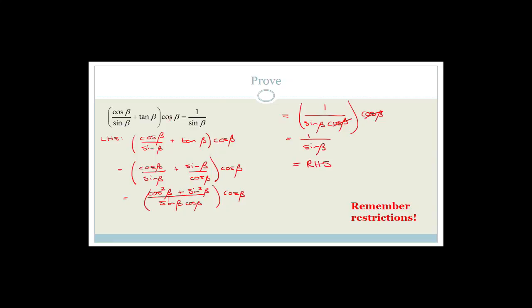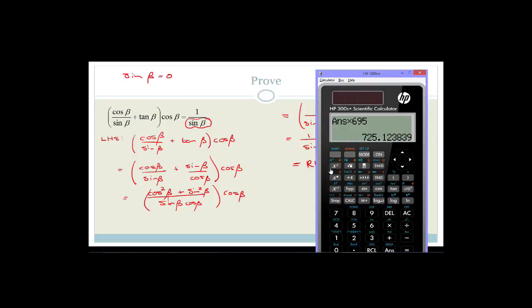Yay, we geniuses. However, you do need to remember your restrictions. And your restrictions are, when is this not valid? The only time this is not valid is when sine beta is equal to naught. So we're going to go sine beta equals naught, because we want to find out when it can't be happening. Okay, so we're going to go shift sine of 0, close bracket, equals, and it's 0.